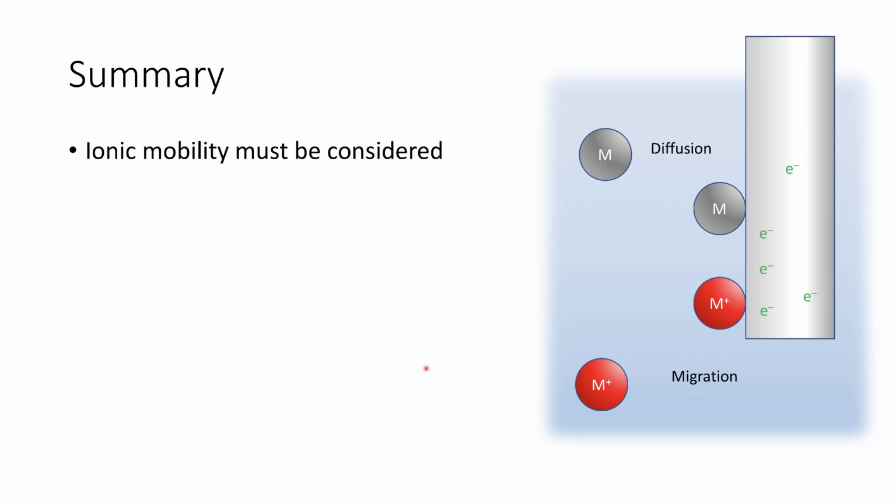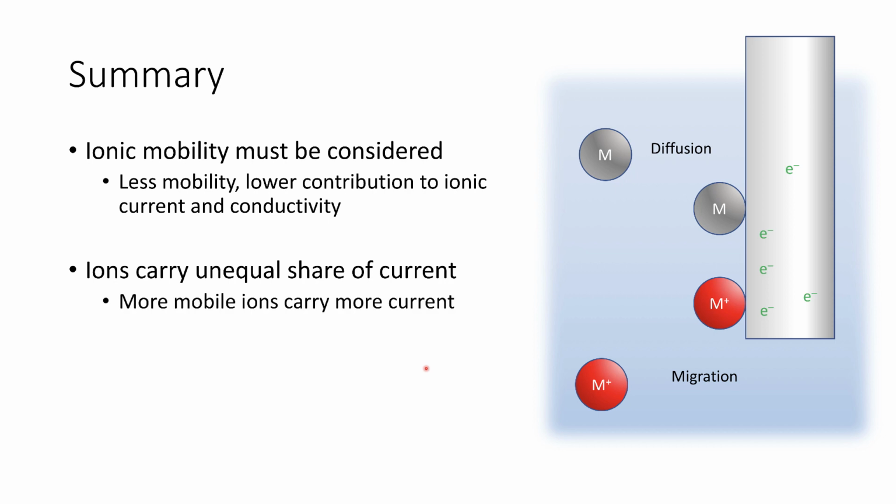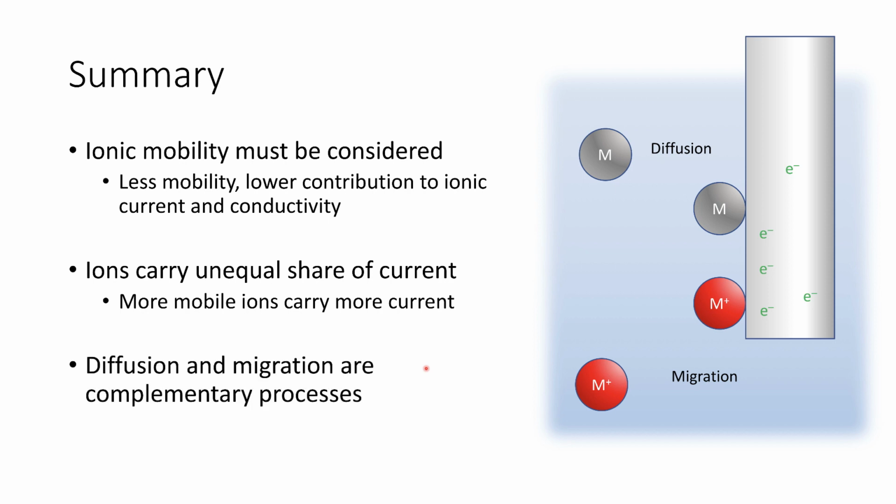Ionic mobility is key to how ions move through solution. If they are less mobile, they have a lower contribution to the ionic current and fundamentally the conductivity as well. Ions rarely carry an equal share. So generally they are carrying an unequal share of that current, with more mobile ions carrying more of the current through that solution. And remember as well that diffusion and migration are complementary processes. They are intrinsically linked, and we have to consider both in our electrochemical processes.